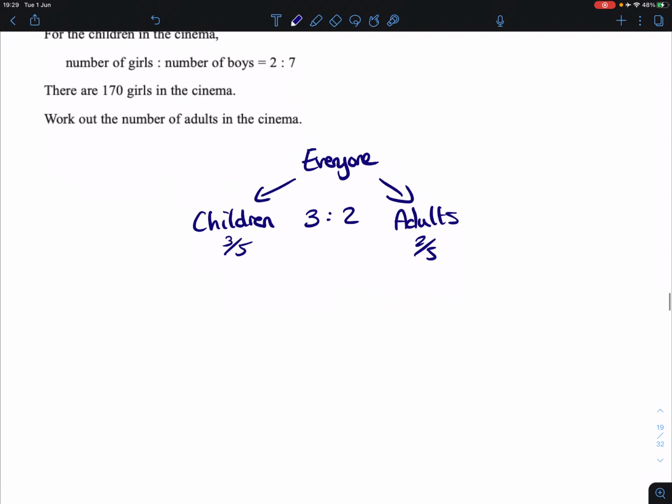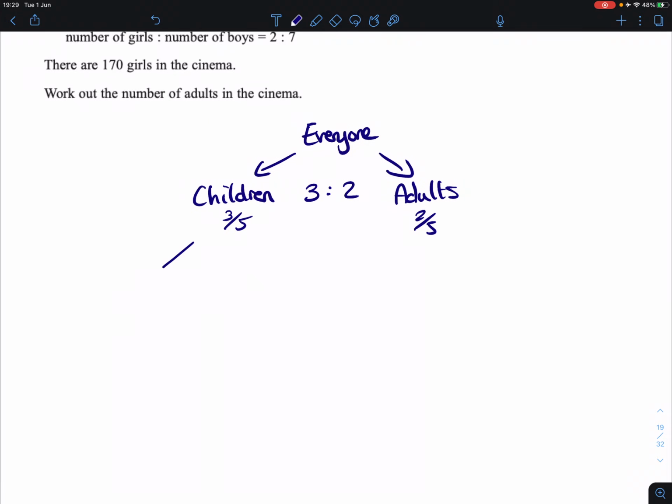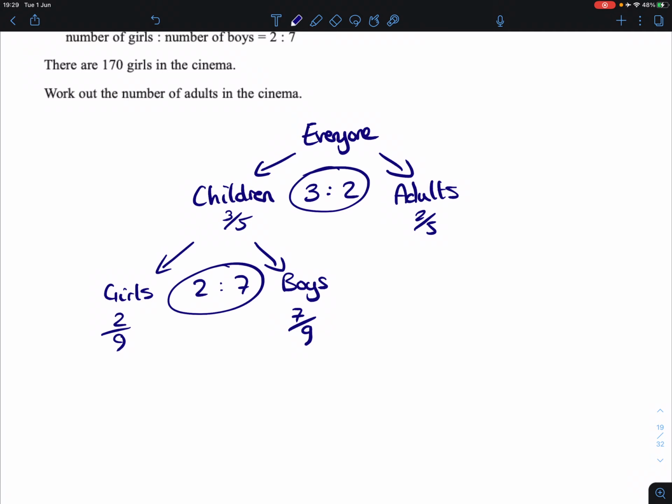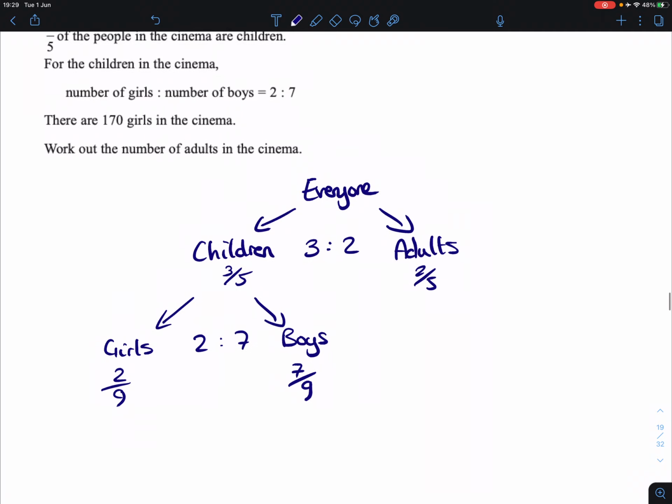And then from the children, we could split them up into girls and boys. The girls form the part 2 of the ratio, and the boys form the part 7. Because 2 and 7 make 9, that makes 2/9 girls and 7/9 boys. Whenever you've got this ratio, you can add them together and then create the fraction from that.